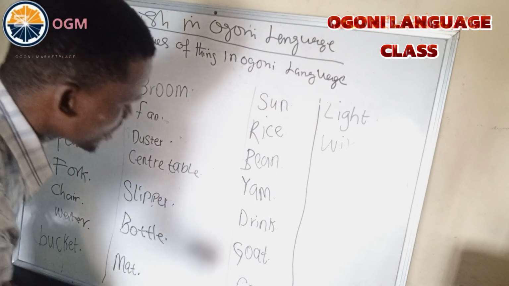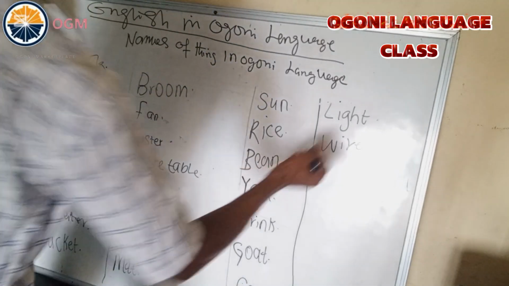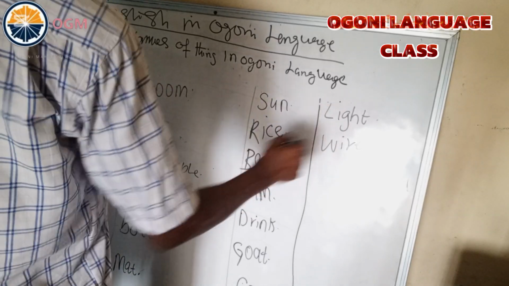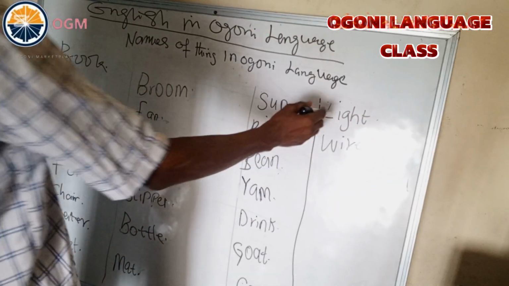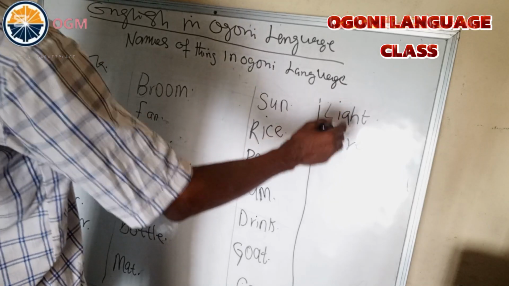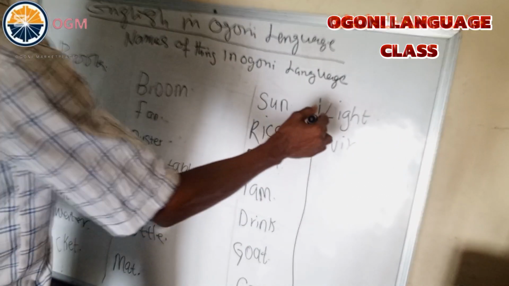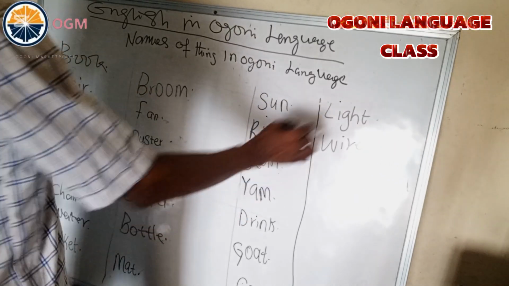Spoon, bubu. Then we have light. Light, mia. This light, mia dalu. And mia air top. That's light.